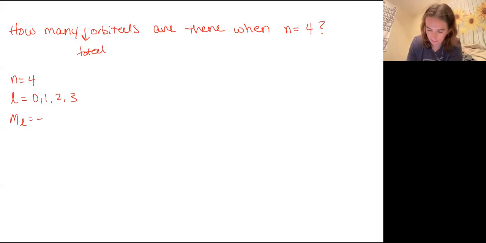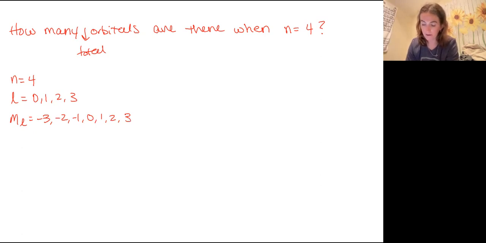Good. So we can have negative 3, negative 2, negative 1, 0, 1, 2, or 3. Okay. So just based off of this, we can see that at n equal to 4, we have 1, 2, 3, 4, 5, 6, 7 different orbitals that are available. But that's just for the possible values that m sub l could be. If we started to write down all of the quantum numbers that an energy level of 4 could have, we would see that we have a lot more than 7 available to us.